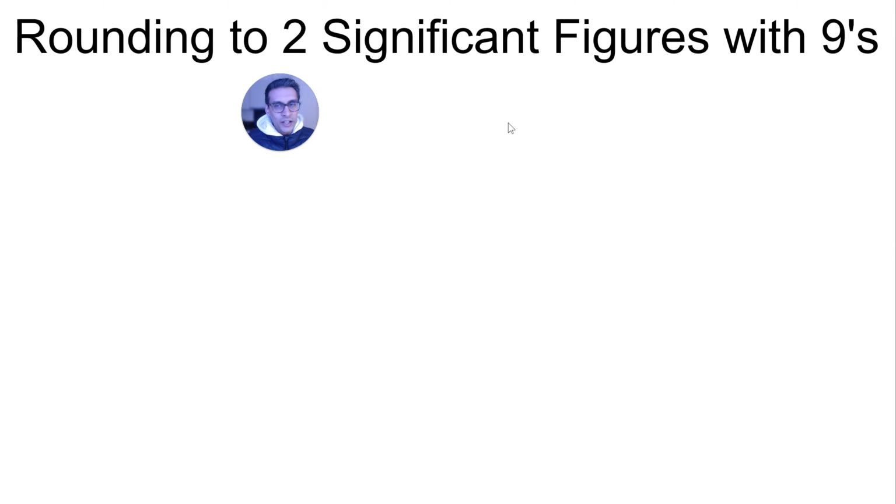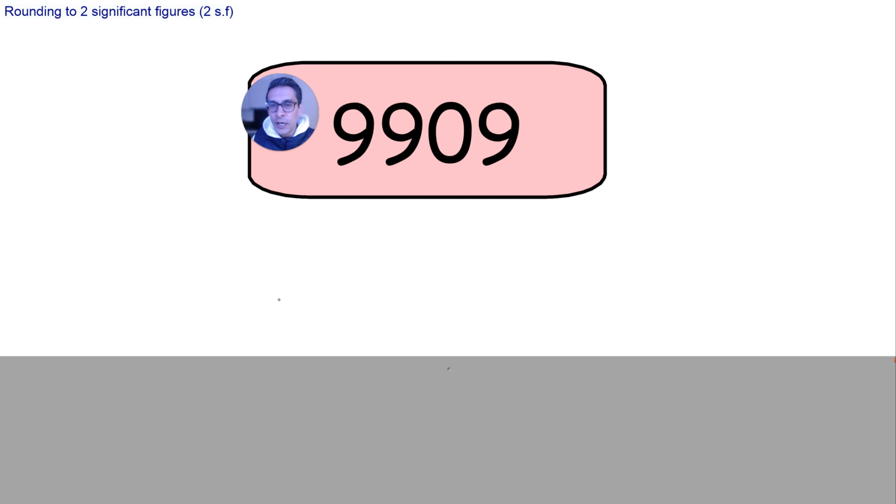Hey friends, we are going to be looking at rounding to two significant figures, but this time we're going to have a lot of nines in the number, so let's get started. Alright, first question. We're still going to use exactly the same strategy as we normally do. We're going to look for the second significant figure, decide its place value, and then look at the decider, deciding if we're going up or down.